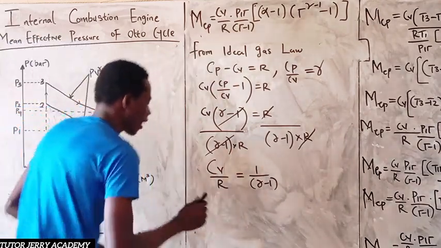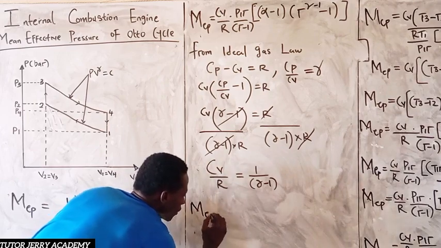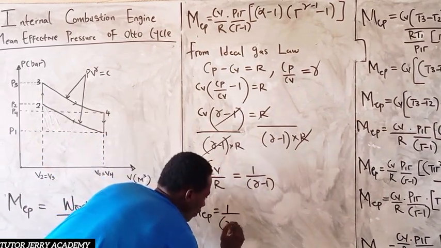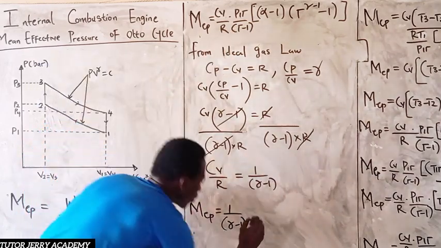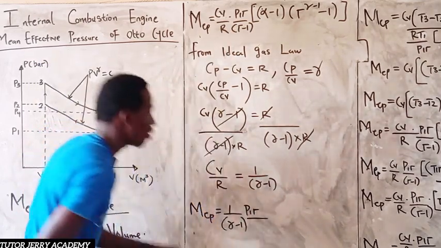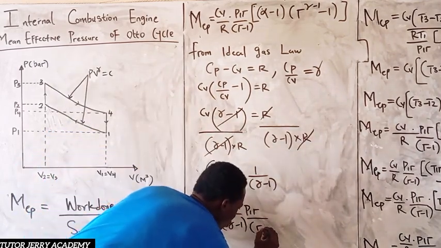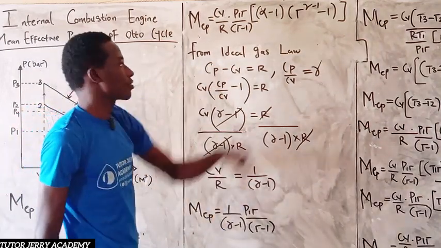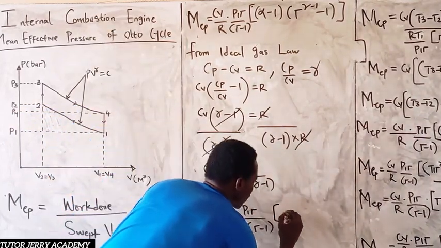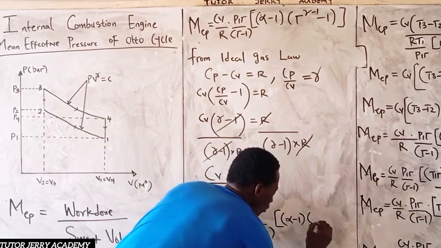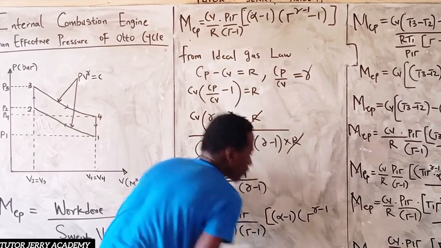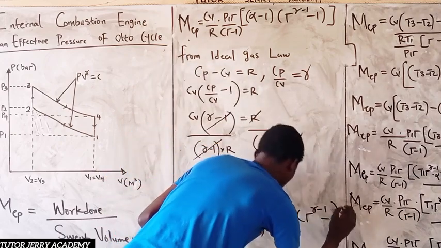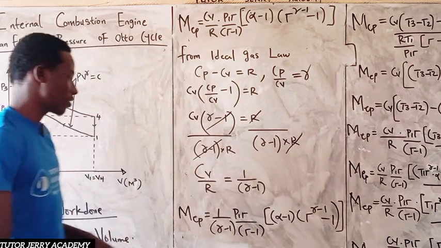So let's do that. My mean effective pressure, mep, will be equal to, in place of Cv over R, I have 1 over the bracket of gamma minus 1, multiplying P1 compression ratio over the bracket of compression ratio minus 1. So this is what I have. I will just rewrite what I have here: the bracket of alpha minus 1 multiplying the bracket of compression ratio to the power of gamma minus 1, minus 1. Now this is what I have here.